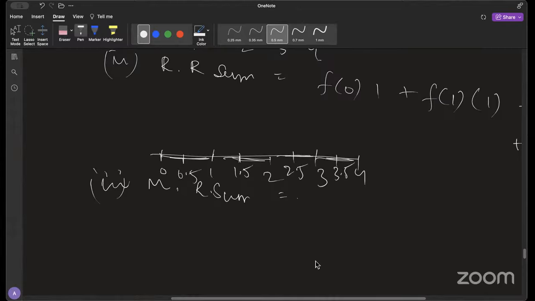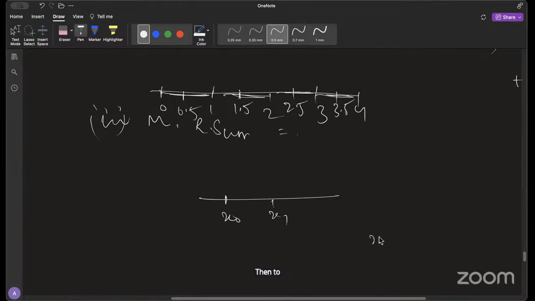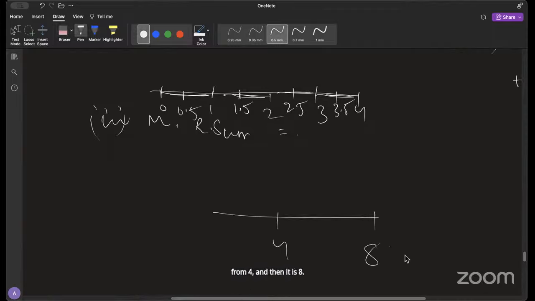How do you find the middle point? If you have a subinterval, let's say x0 to x1, then to find the middle point, you just have to do (x1 plus x0) by 2. In this particular example, it's very easy. But let's say you've been given 4 and 8. It's 8 plus 4, 12, divided by 2. So the middle point here would be 6.